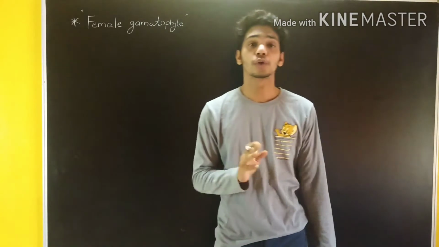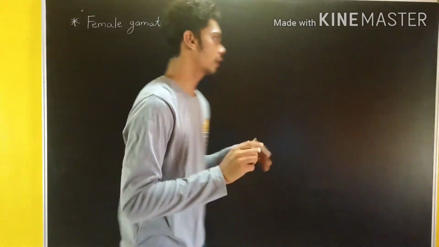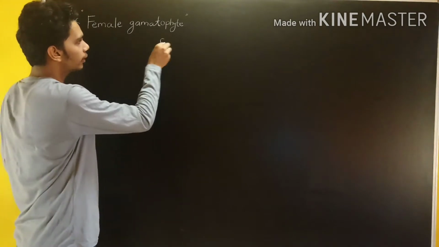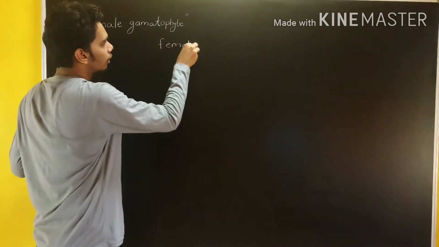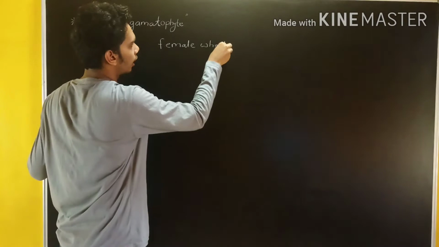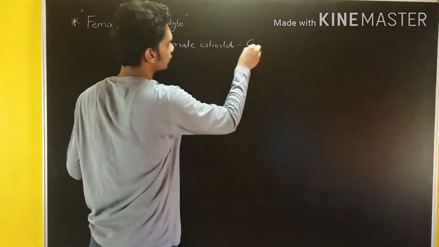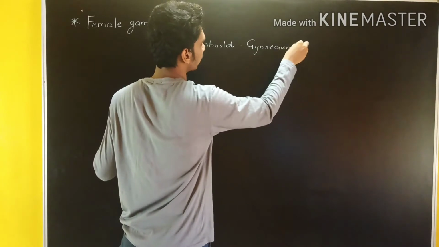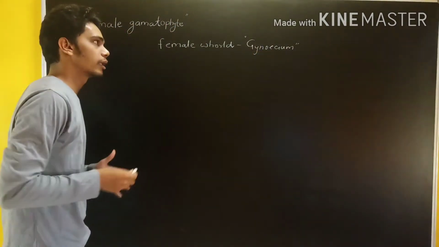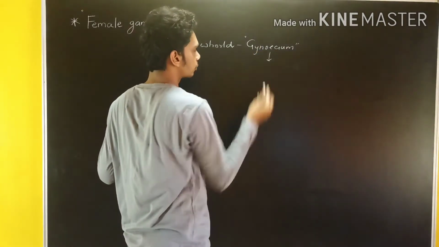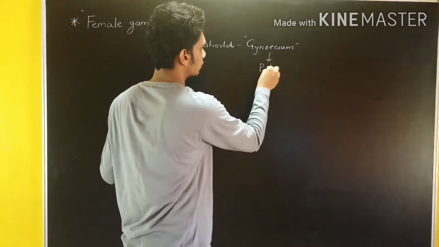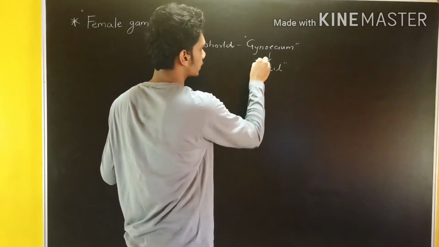In this part, we're going to talk about the female gametophyte. Now, tell me one thing. We have studied about the whorls. The female whorl of the plant flower is known as a gynoecium. Correct? That we have studied. In gynoecium, it's the part which is responsible. Collectively it's called a pistil.